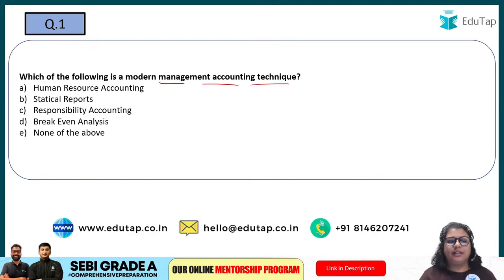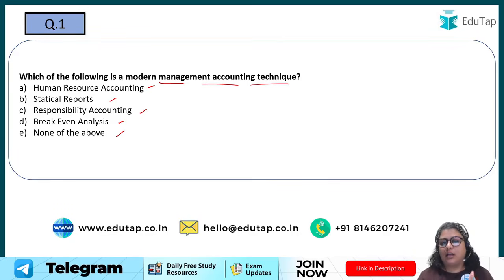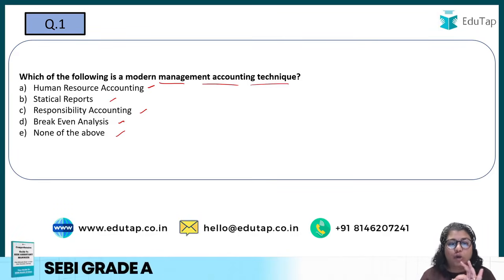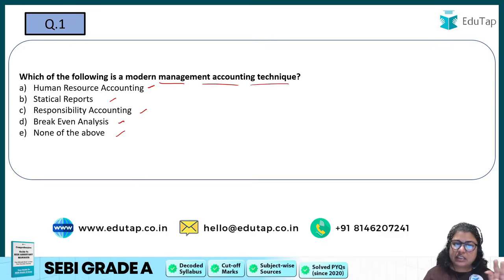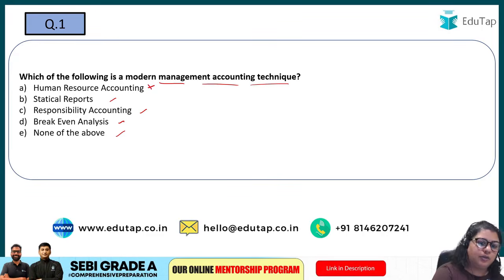Human resource accounting, statistical reports, responsibility accounting, break-even analysis, or none of the above. So I think you have got the answer as of now. So the option A, that is human resource accounting. Basically, this is an emerging concept, but always remember, this is not a modern management accounting technique. Okay, so this is emerging, so you can be confused here, but this is not a modern management accounting technique. So this is the incorrect option.